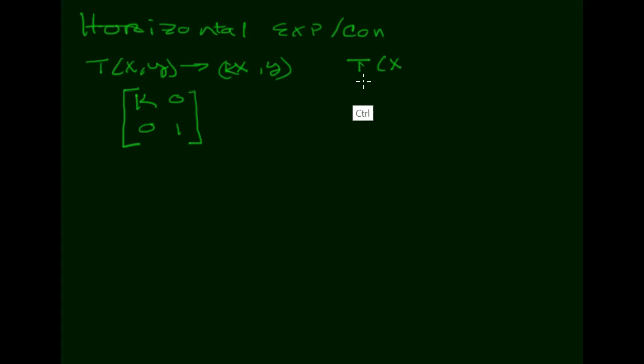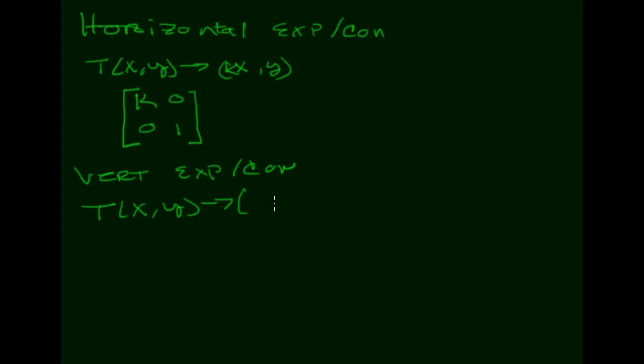So the vertical expansion and contraction, right? This is housed in a linear transformation that would be (x, ky), right? So the matrix here is 1, 0, 0, k. And this will cause me to expand up and down from my current position.